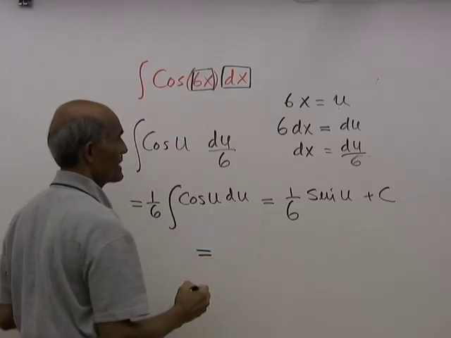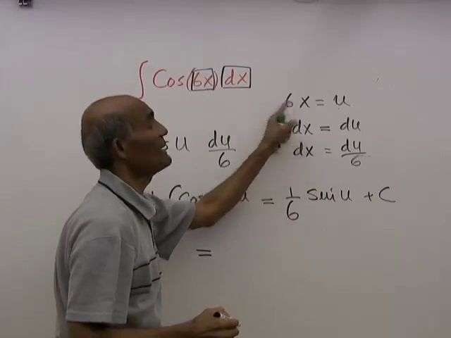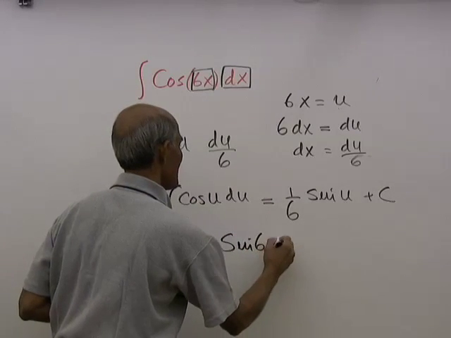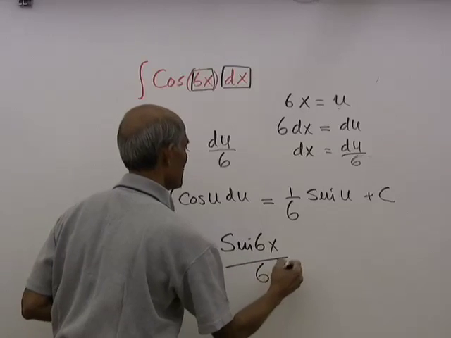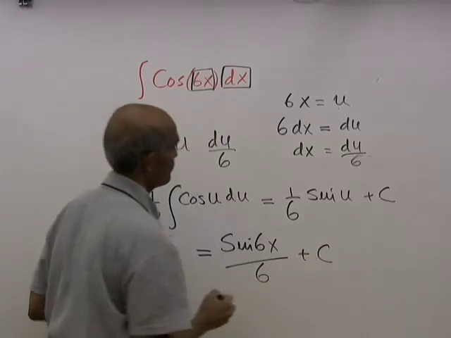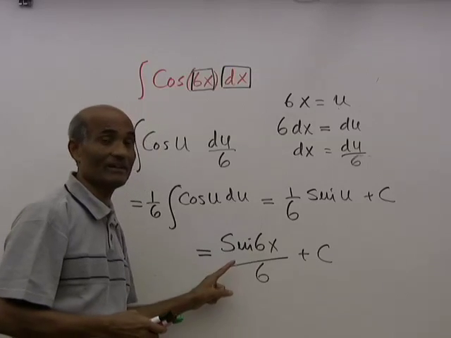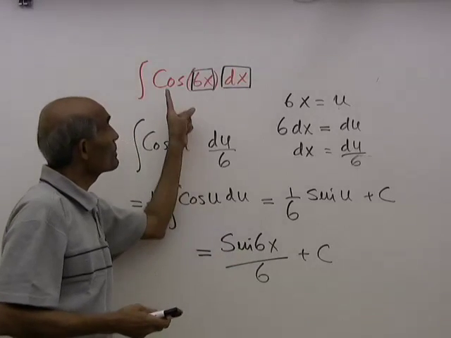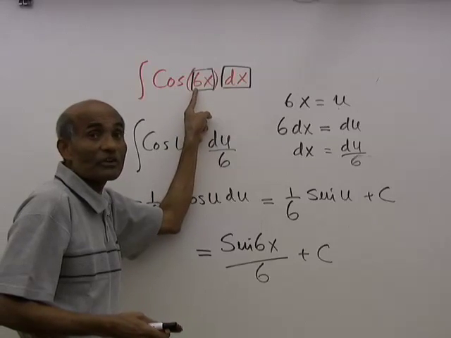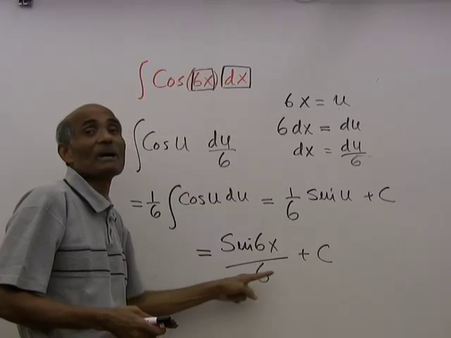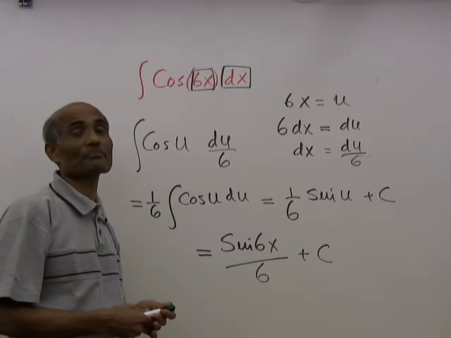Now we will replace our u by 6x, and our final answer is sine of 6x over 6 plus c. I want you to see the pattern there. The integral of cos of 6x dx is sine of 6x divided by 6 plus c.